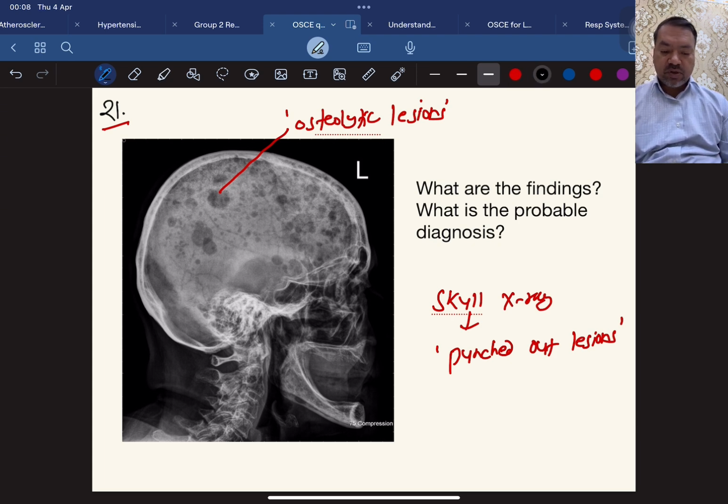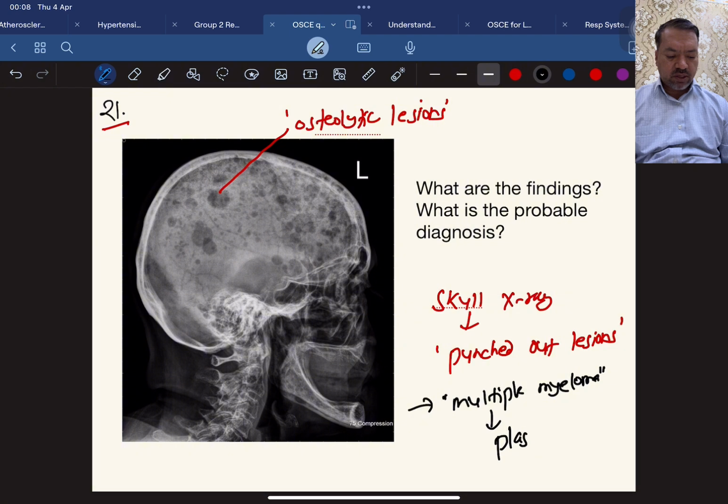So if a patient presents like this and they give you some other clinical clue like Bence Jones protein in the urine, this is a case of multiple myeloma. Multiple myeloma is the most common primary bone tumor. Actually, the source of origin of this malignant tumor is the plasma cell.